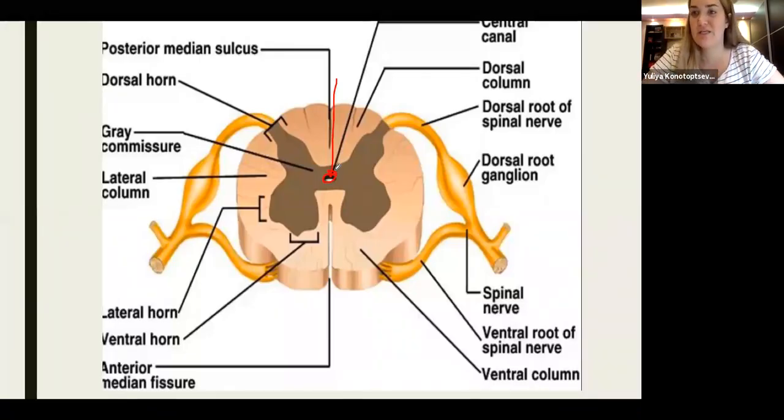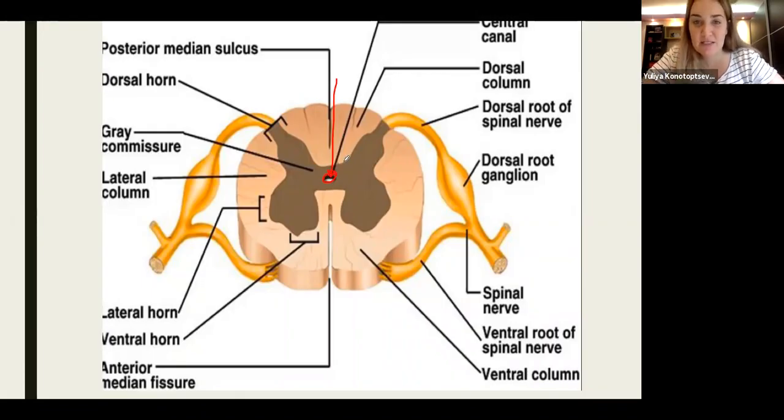Which ventricle is in front of the medulla oblongata? This is going to be the fourth ventricle. So cerebrospinal fluid flows from the fourth ventricle in front of the medulla into the central canal of the spinal cord. Where is the central canal located?